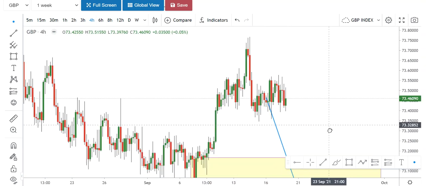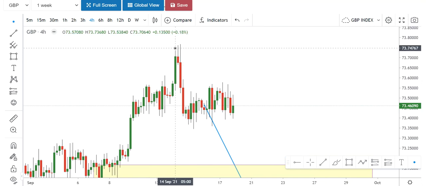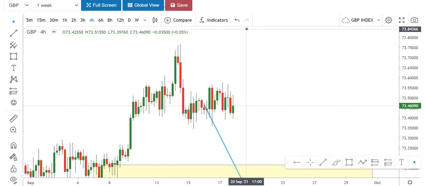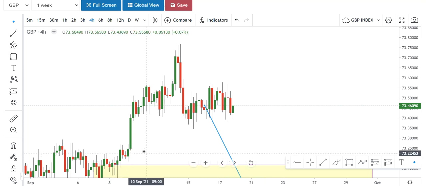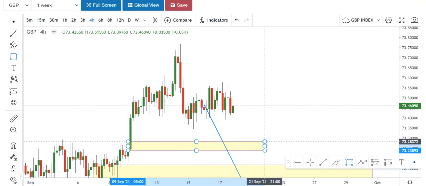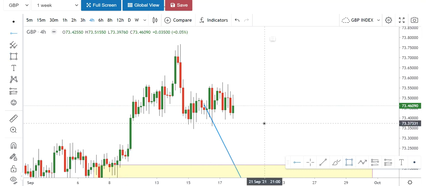Now, if you look at the 4-hour carefully, we see that we just made a higher high, higher low. So we're expecting a higher high, but we still have some gaps that are yet to be filled. So we may likely obey this demand zone before moving to the upside. We likely obey that demand zone before moving to the upside.